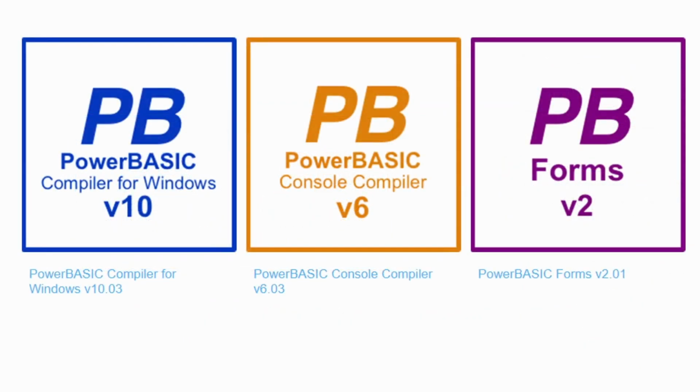There are three products in the PowerBasic family. The console compiler, which we have used in this set of introduction videos to illustrate variables, arrays, subroutines and functions, the Windows compiler, and PB Forms Designer. The console compiler works in the Windows console and is ideal for back-end applications, file processing, or anything that involves minimal direct user interaction.